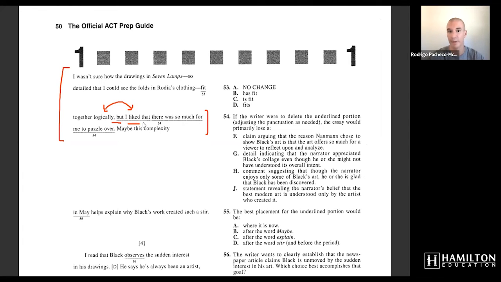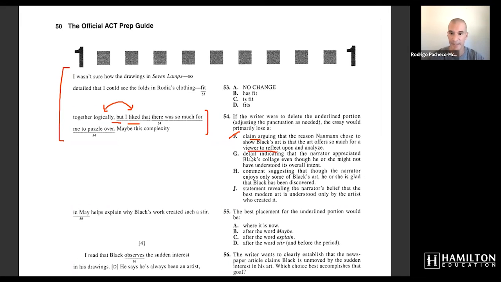So what would the paragraph or the essay lose? Well, F tells us that we would lose a claim arguing that the reason Norman chose to show Black's art is that the art offers so much for a viewer to reflect upon and analyze. This is not so much a claim. This is a statement that expresses the perspective of the author, right? It is personal. So it's not a claim about how viewers are going to relate to this art, how they're going to reflect upon the art. So we can eliminate F.